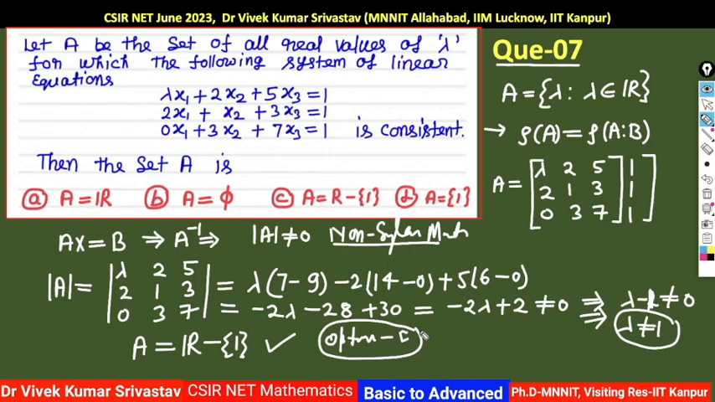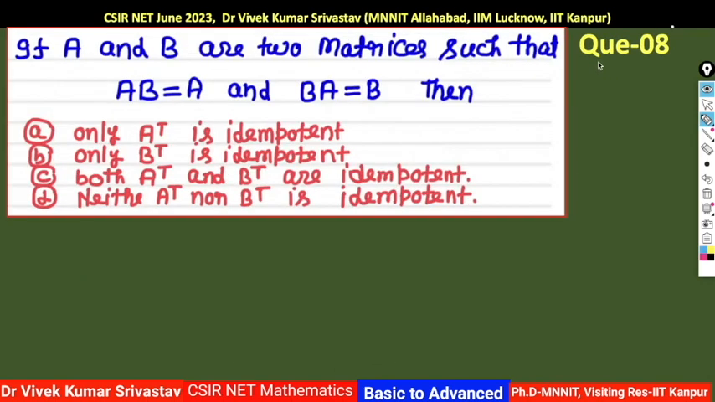Question number 8, right. Now see what is the question number 8. If A and B are two matrices such that AB is equal to A and BA is equal to B. Now just see, a simple statement is given and you observe there are several types of problems asked in CSIR, particularly in part C like this, where you have to solve the question within 3 to 4 minutes and more than one option may be correct.